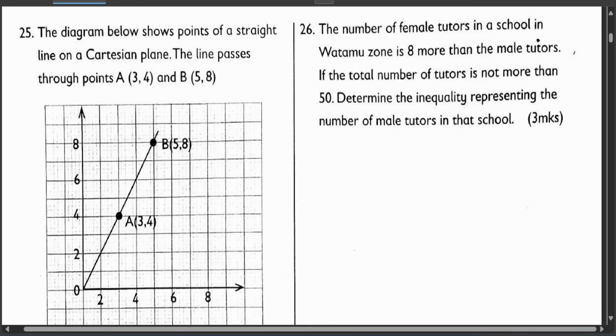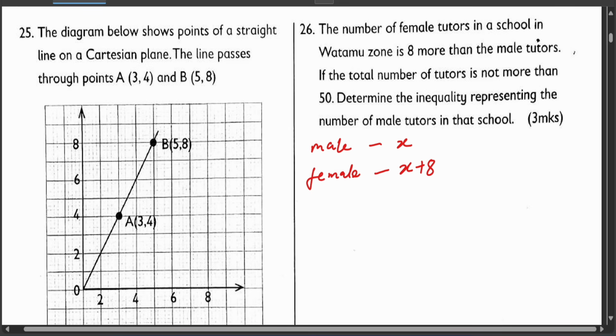Question 26. The number of female tutors in a school in Watamu zone is 8 more than the male tutors. If the total number of tutors is not more than 50, determine the inequality representing the number of male tutors in that school. So remember, the number of female tutors in a school in Watamu zone is 8 more than the male tutors. So male and female. So if male is x tutors, it means that females should be 8 more, which is x plus 8.